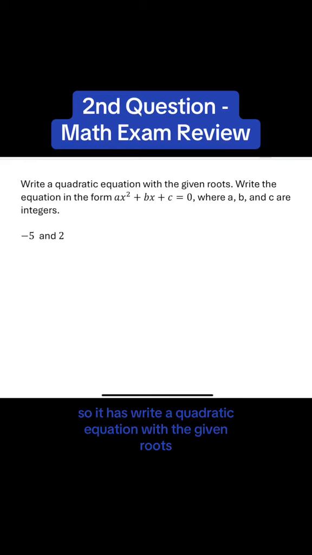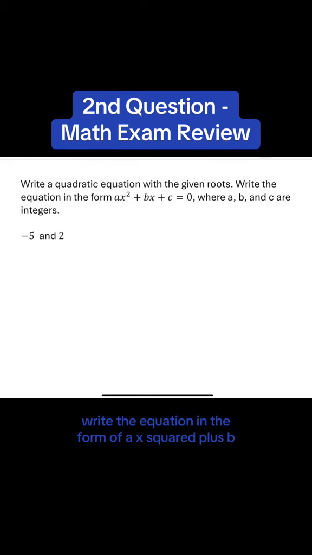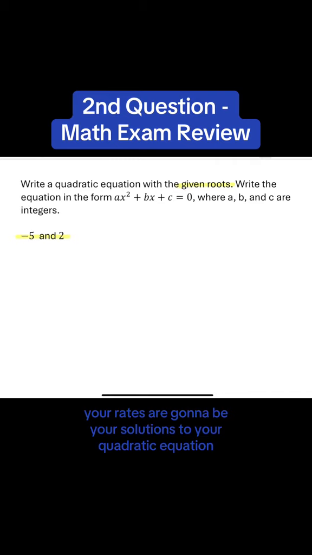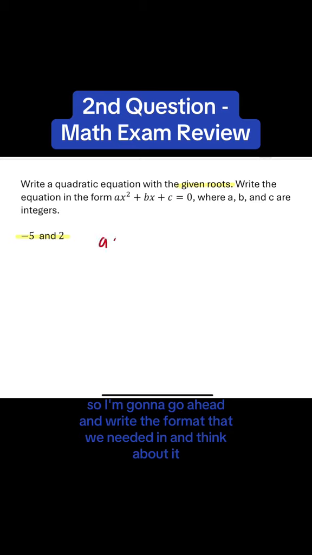So it says, write a quadratic equation with the given roots. Write the equation in the form of ax squared plus bx plus c is equal to 0, where a, b, and c are integers. First, let's talk about these roots here. Your roots are going to be your solutions to your quadratic equation. So whatever that equation was that we are truly finding, we're going to get the values of x is equal to -5 and 2. So I'm going to go ahead and write the format that we needed in.